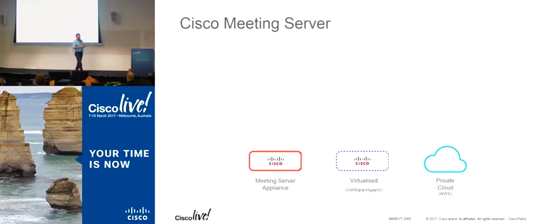So what is the Cisco Meeting Server? I mentioned that it was a flexible deployment model. It can be deployed on a Cisco Meeting Server appliance. It can be virtualized on VMware or Hyper-V, so you have a choice of virtualization technologies. We can even stick it within a private cloud, within Amazon Web Services.